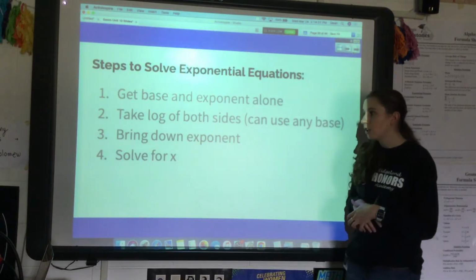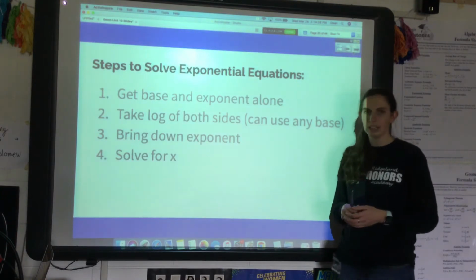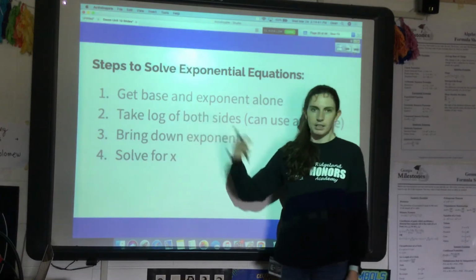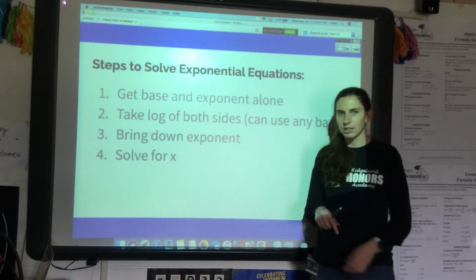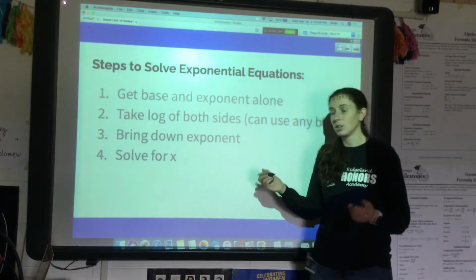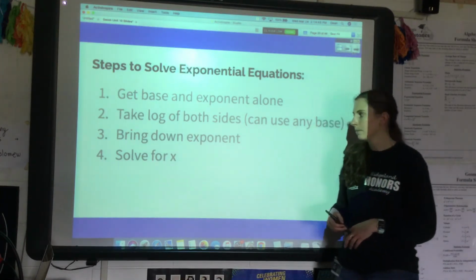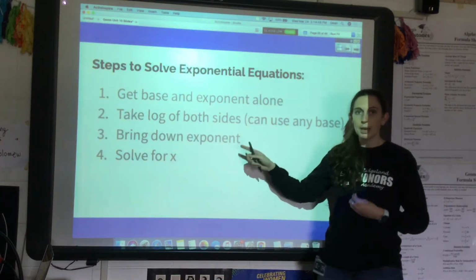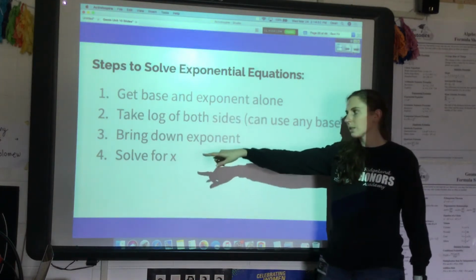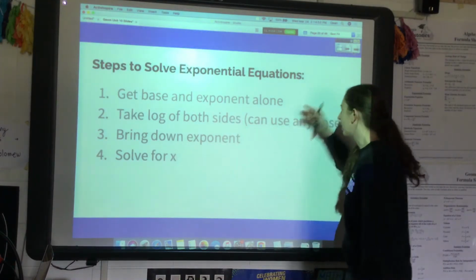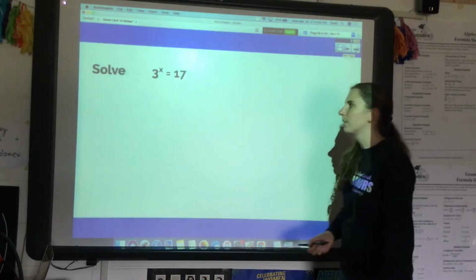By the way, you can use any log you want. Usually I use log base 10 because it's in the calculator, or natural log because it's in the calculator. But you could do log base anything, it really doesn't matter. Then you can use the power property to bring down the exponent and solve for x. So here's what I mean by that. That might not make a whole lot of sense right now.